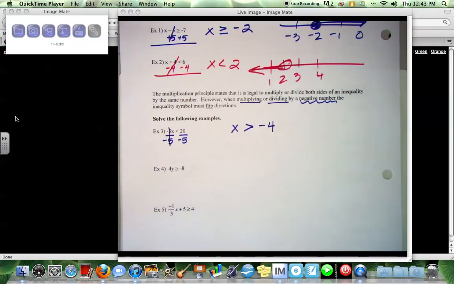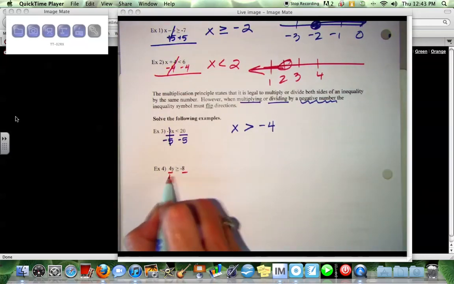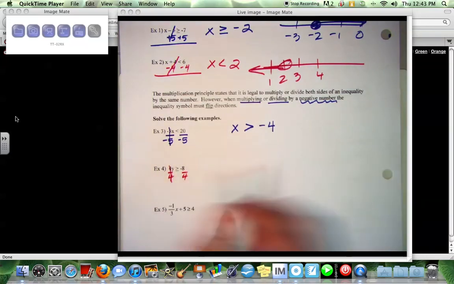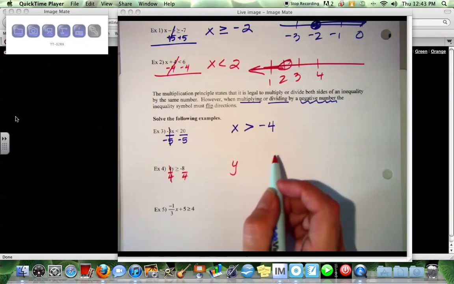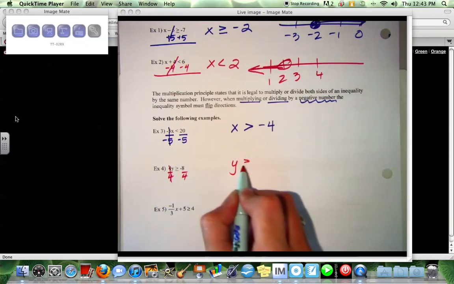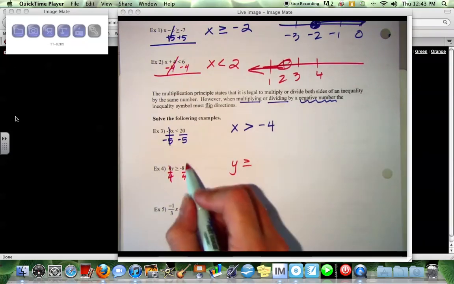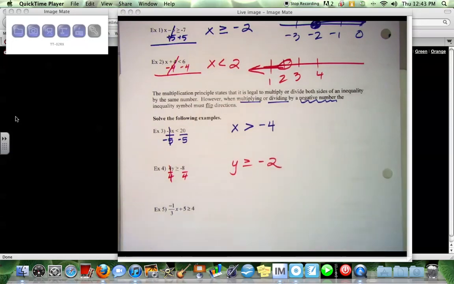Example 4. We have 4y is greater than or equal to -8. What are we going to do to both sides? Divide by 4. So we have y. What happens with our symbol? It stays the same. y is greater than or equal to -8 divided by 4, which is -2. And we're done with that one.